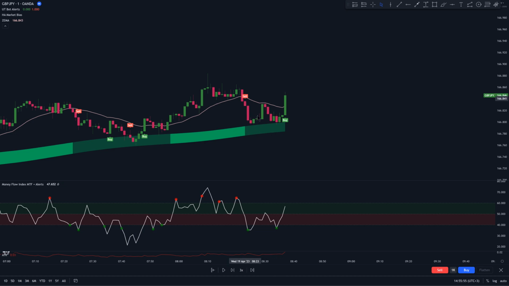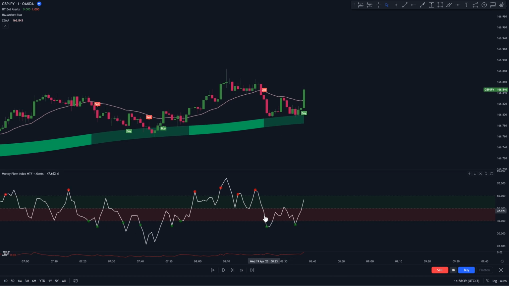Now, when I say during the pullback, what I mean by this is the time when the trend ribbon is still colored dark green. So from here to here. This is what I mean when I say during the pullback. Okay, so during the pullback, we want the market to be oversold. That is going to be indicated by the money flow oscillator, this white line, going below the 40 level of the money flow index, which then causes a green dot to be printed, like this one.